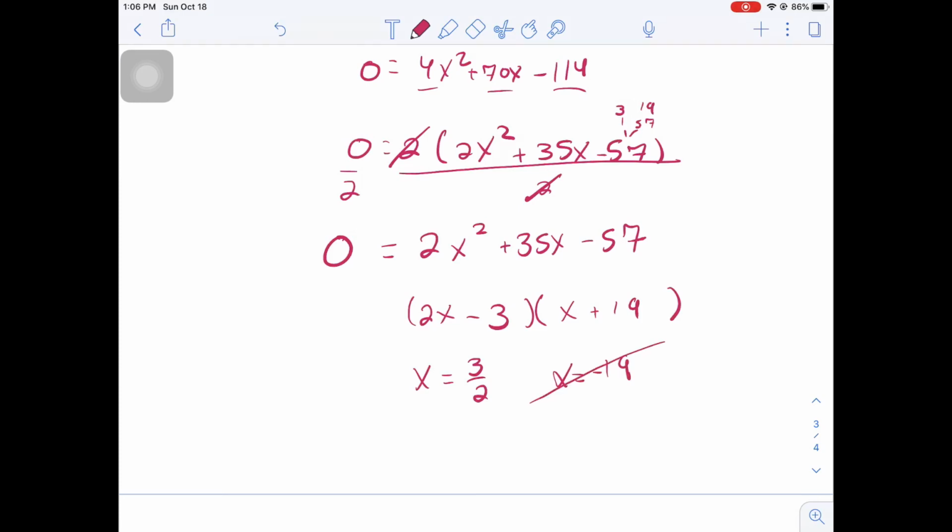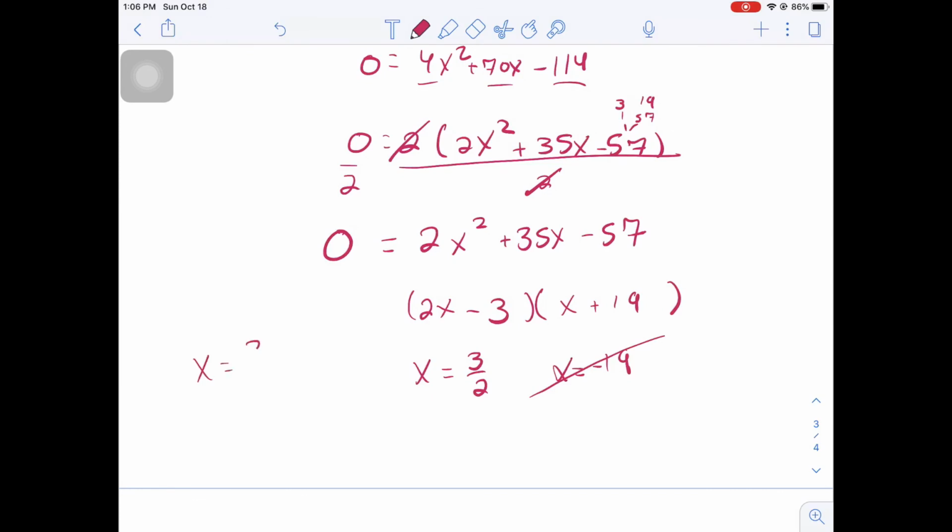Again, real life problem. Distance can't be negative. So then our answer is x is equal to 3/2 of a foot. Okay, so his wooden deck around his pool is going to be 3/2 of a foot past the pool length. All right, so these word problems are tough.